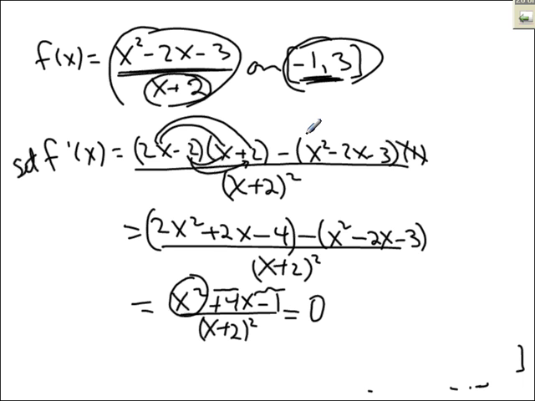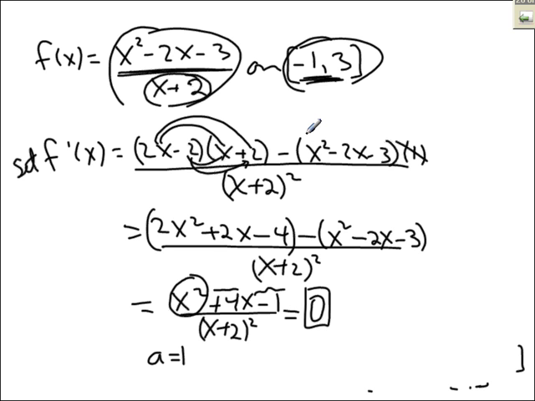Okay, so why am I doing that? Because I want to know when the numerator is 0. Because if the fraction equals 0, it's when the numerator is. So I guess we're stuck using the quadratic formula.